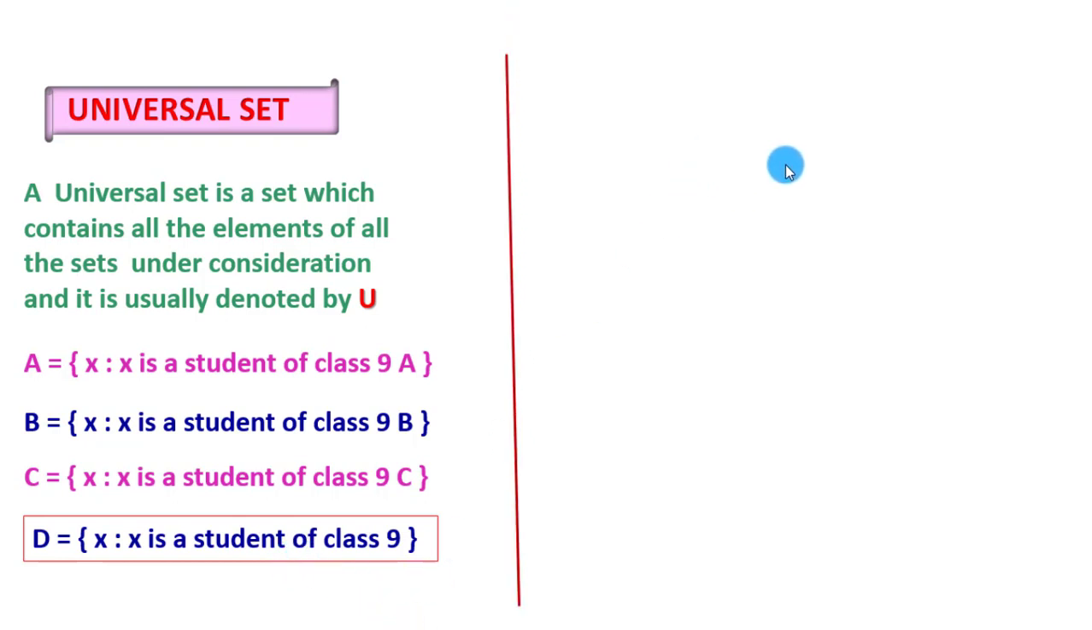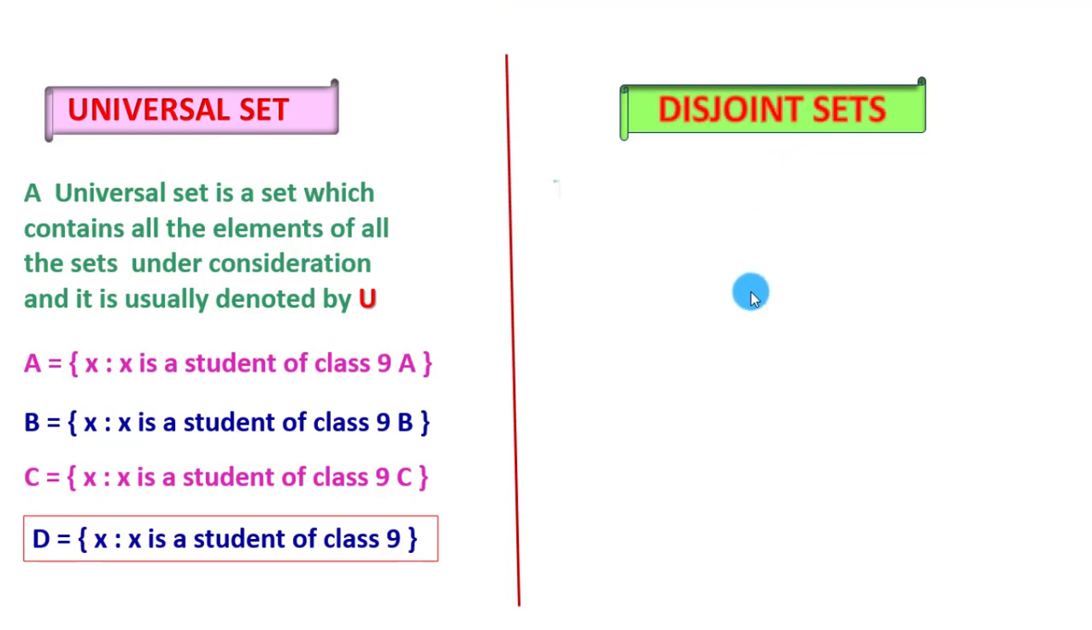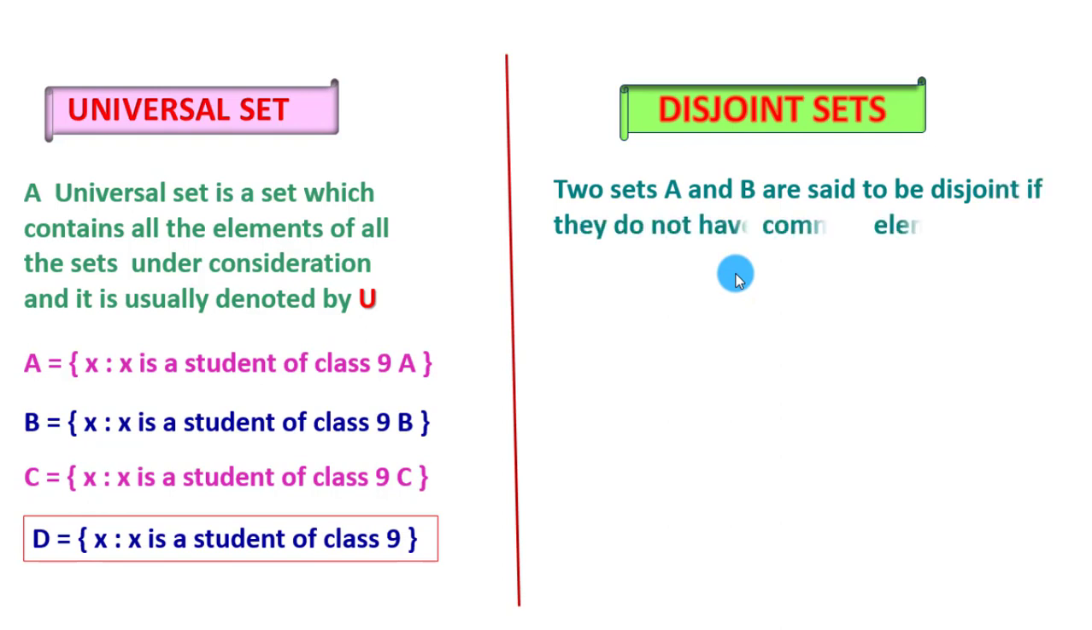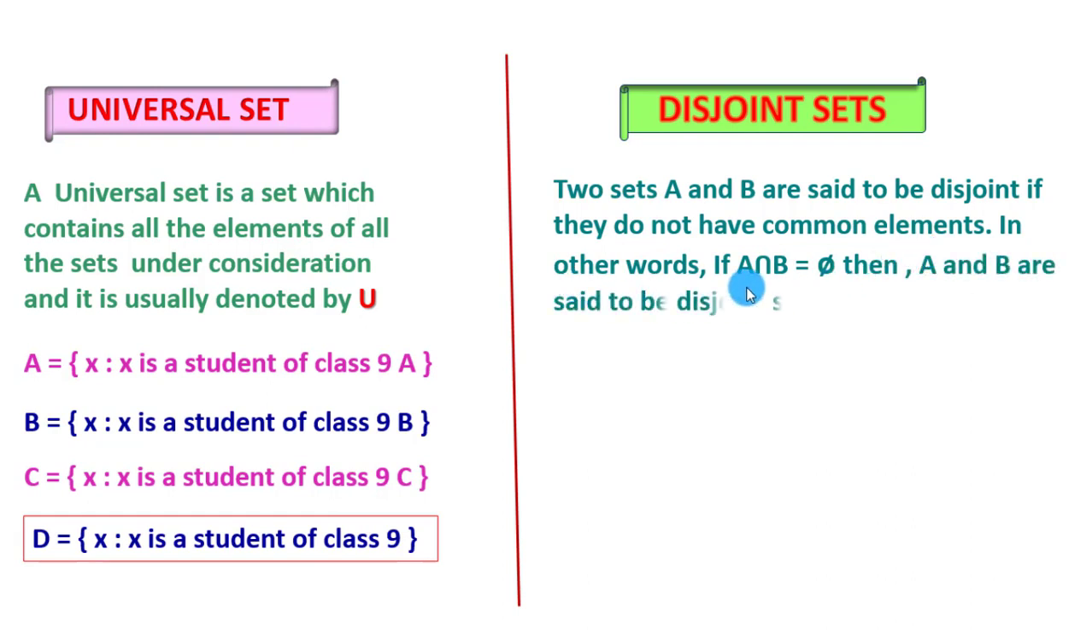Now let us see disjoint sets. Two sets A and B are said to be disjoint if they do not have common elements. In other words, we say the intersection is the empty set. That is, A intersection B equals the empty set. That means A and B are disjoint sets. That is, in two sets we don't have any common elements.